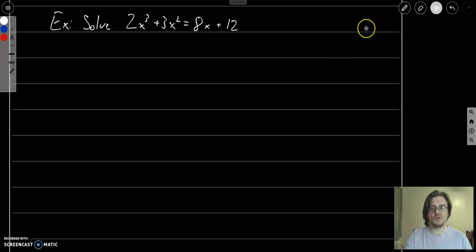Let's do one more quick example. Here I have an equation. It's not a polynomial equation, but it's not in general form. So let's turn it into general form. So what I need to do is get a 0 on this right-hand side.